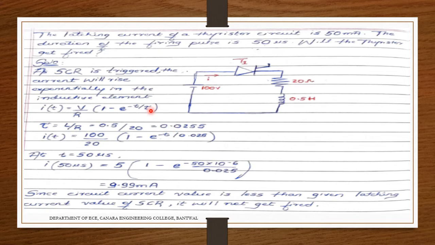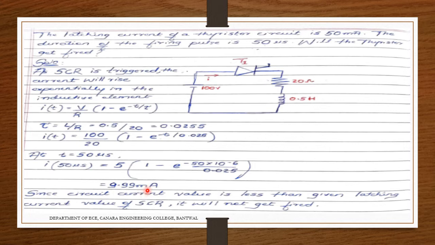I'll substitute the values here: the tau, and the t value, which is nothing but 50 microseconds. So 1 minus e to the power of minus 50 microseconds divided by 0.025, into V by R, 100 volts divided by R, which is 20. I am checking i of t, what is the current at the time of 50 microseconds, the firing pulse. When I substitute, I get 9.99 milliamps.